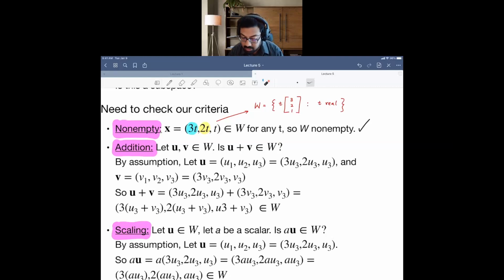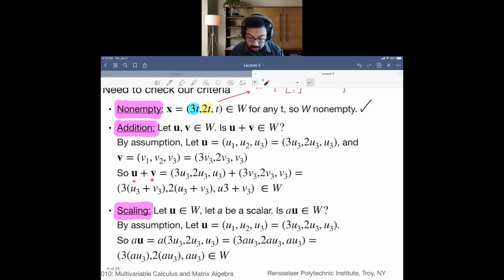So if it has to satisfy the condition, then it has to look something like this: 3 times the last component, 2 times the last component, and U3. And also, we'll do the same thing for the vector V. Let us have V belonging to R cubed. Then you have 3 values, V1, V2, V3. And because it belongs to the subspace W, our criteria has to be met: 3 times the last one, 2 times the last one, V3. Now, when you add them, what is going to happen? When you add them, you are going to get 3 times U3 plus 3 times V3, right here.